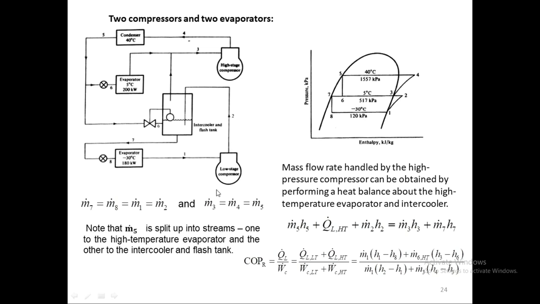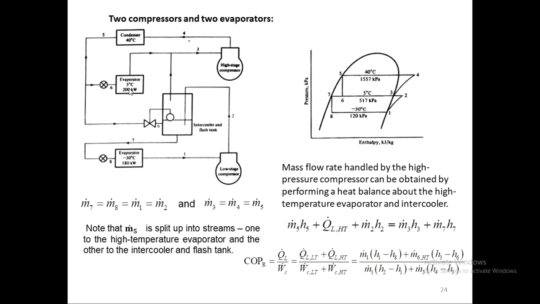Two compressor and two evaporator system. As you can see in the diagram here, we have a low stage compressor and a high stage compressor, and then the condenser, then the high temperature evaporator and the low temperature evaporator. So two evaporators with a flash tank and intercooling. The refrigerant from the high stage compressor will go into the condenser, and from the condenser it will be split into two portions. One will go into the high temperature evaporator and the other portion will go into the flash tank.